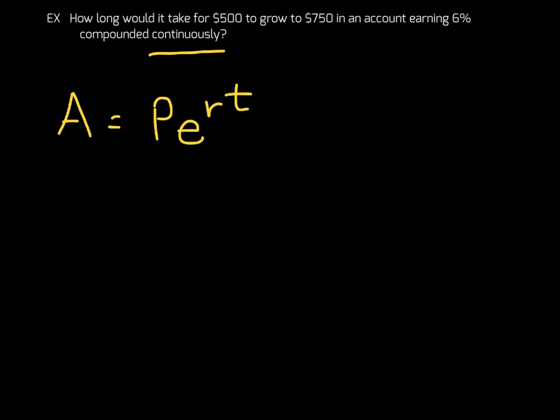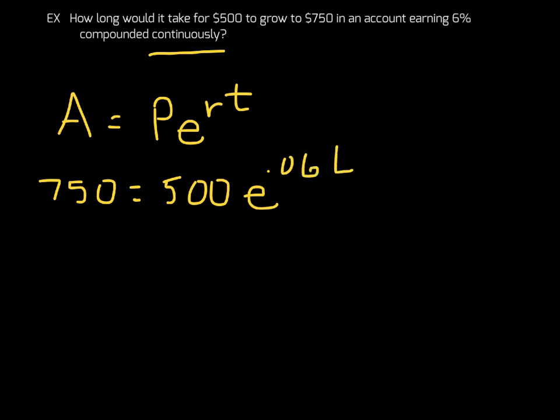Okay, let's plug in some values, okay? You want your account to grow to 750, so that's what goes in for A. Your starting amount is $500, right? That goes in for P. e is a number, an irrational number. Your rate is 6%, which of course as a decimal is 0.06. And then t is unknown. You don't know how long it's going to take. That's what you and I are trying to solve. Cool. I hope you did well there.